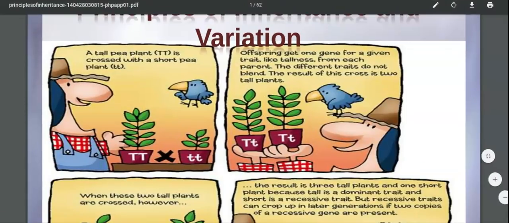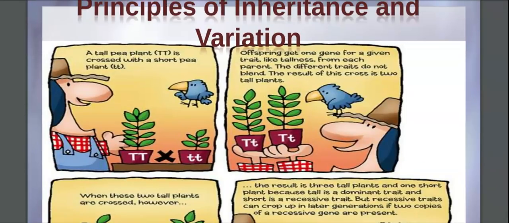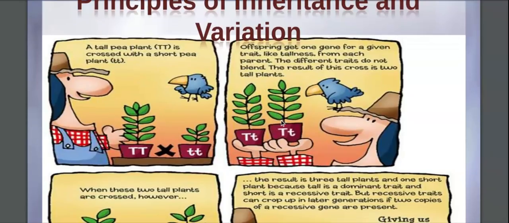Hello students, this is a new tutorial on the chapter Principles of Inheritance and Variations. This chapter carries 5 marks and it is there for the first formative exam. This chapter is also known by the name Heredity and Variation.